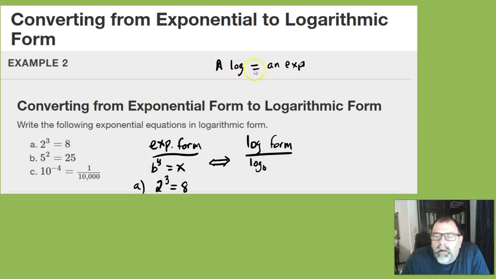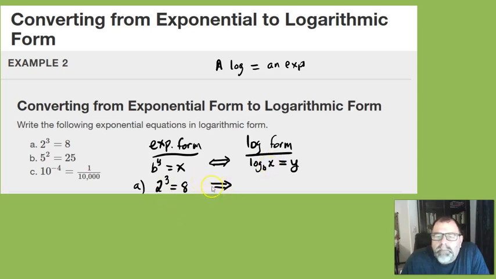Log equals exponent, so I leave space for the input value for the logarithm. Log equals the exponent. The exponent in this case was y. And then the output value here becomes the input value for the logarithm.